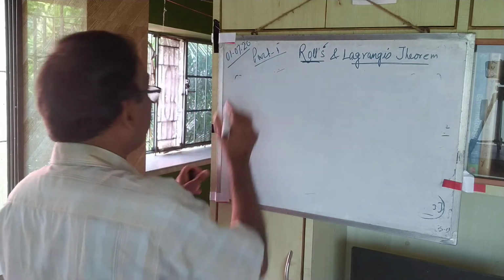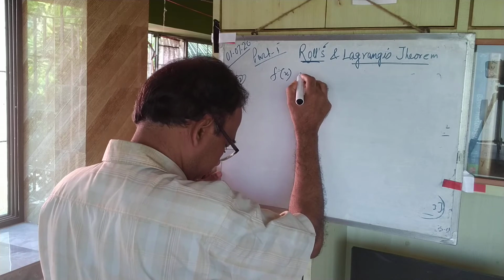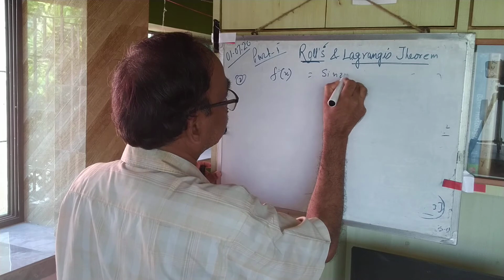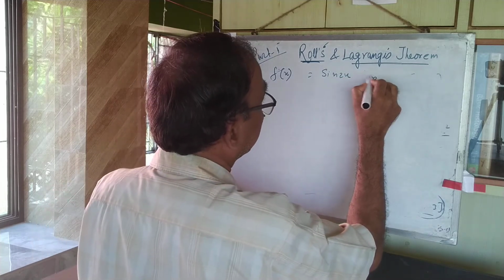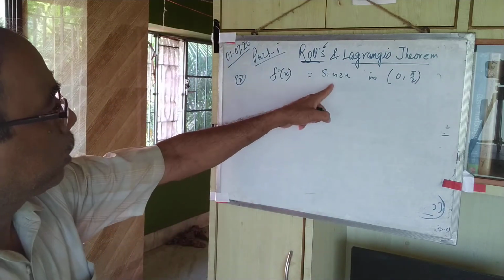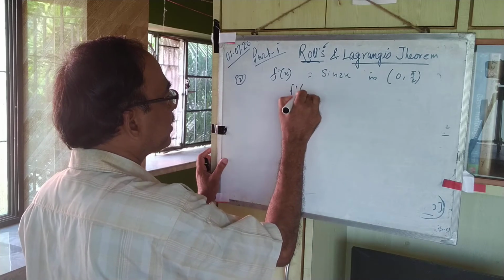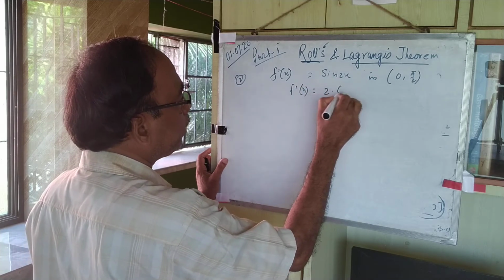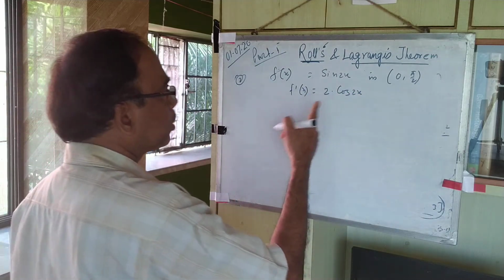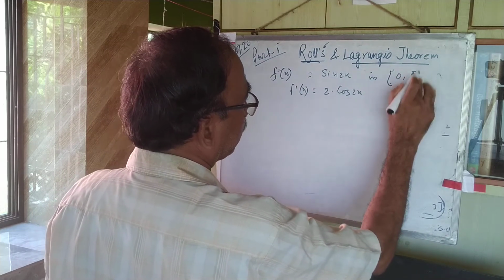Then sum number 2. Here f(x) equals sine 2x in [0, pi by 2]. Here f(x) is a trigonometric function. Therefore it is continuous, and f dash x equals 2 cos 2x, which exists, and it is also differentiable in the closed interval.